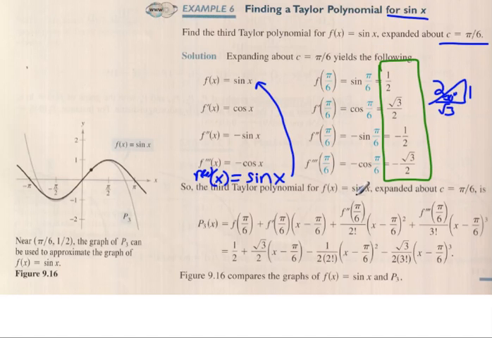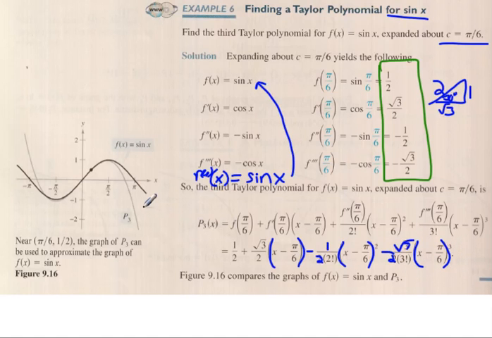And then the Taylor polynomial is going to be that first coefficient plus the second coefficient times, we want it to be centered, so here's your x minus c. And then the third coefficient is 1/2, so there's your 1/2 minus 1/2, right? And you've got a 2 factorial on that one, x minus c squared. And then the next coefficient is negative root 3 over 2, and 3 factorial, and an x minus c cubed.